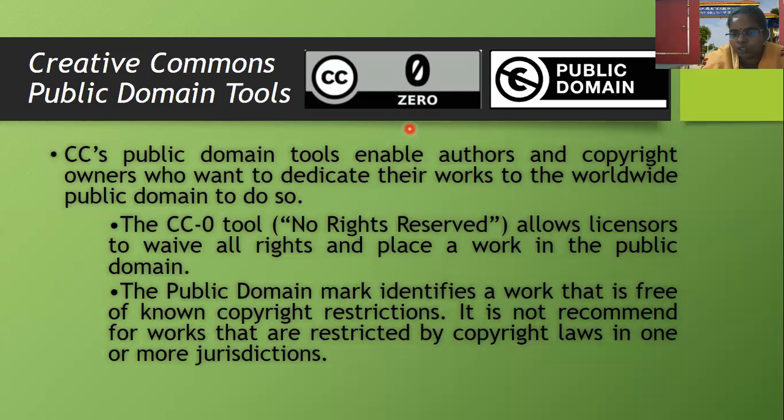The CC0 tool allows licensors to waive all rights and place their work in the public domain. The public domain mark identifies your work that is free of known copyright restrictions. It is not recommended for works that are restricted by copyright laws in one or more jurisdictions.